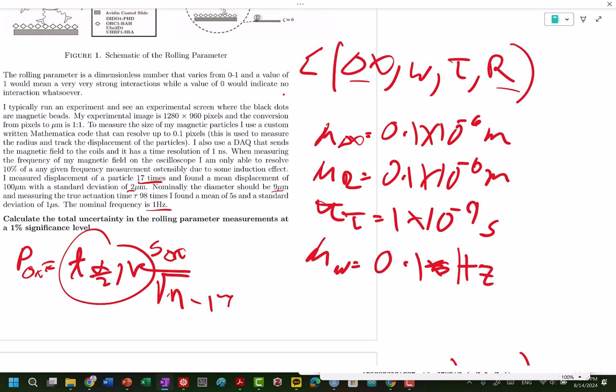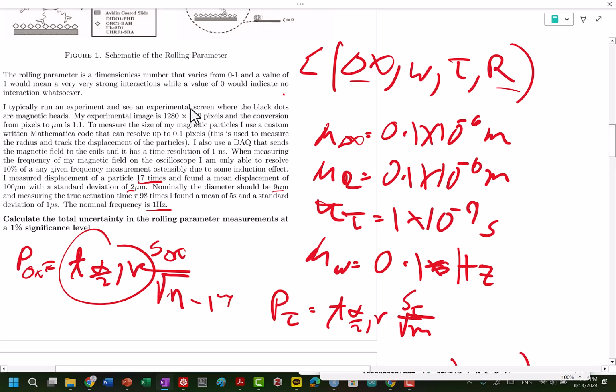I measure the actuation time, so the same thing, precision error in tau, which will be again t alpha over 2 nu. But we know this value should be 1.96, but we'll get to that. Standard deviation of tau over square root of n. There we go. So calculate the total uncertainty. So let's go ahead and get at it.